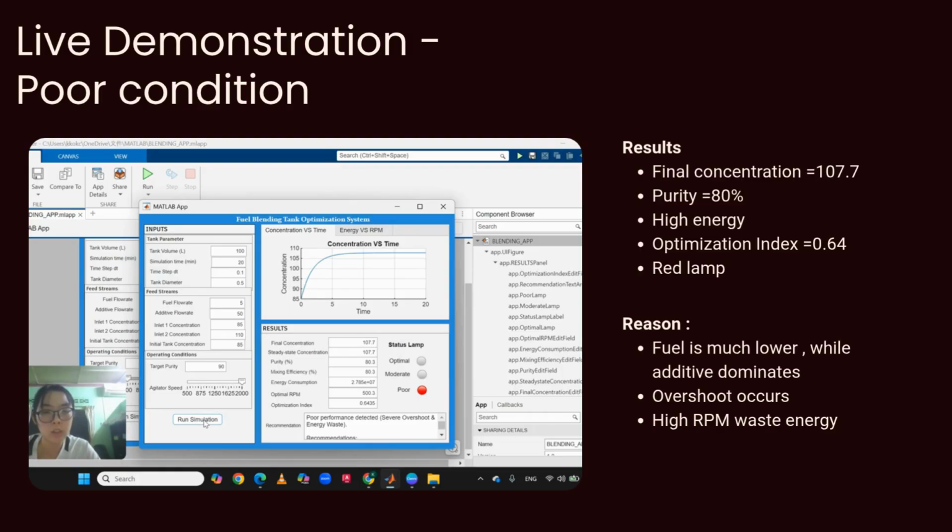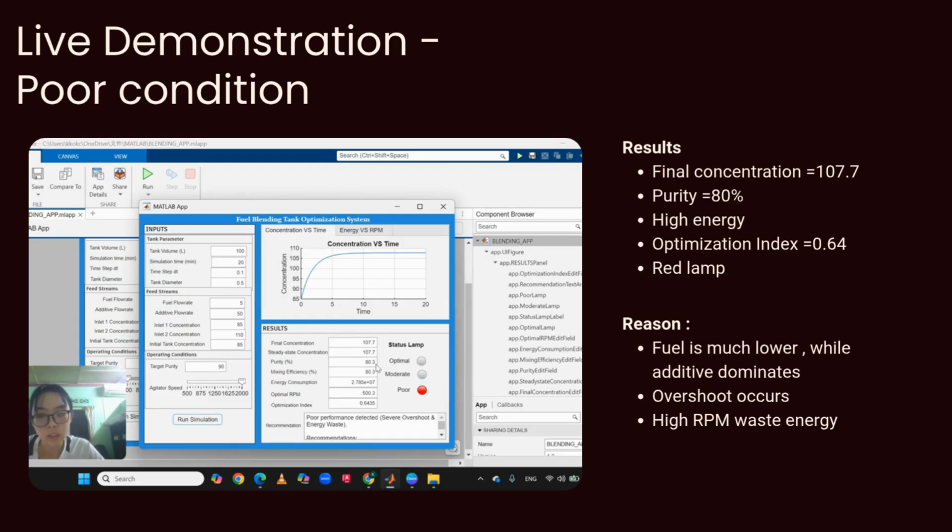And the concentration, according to this graph, rises quickly and reaches approximately 107, which is here. The final concentration is around 107. This is because the additive flow dominates the mixture, therefore the steady state concentration shifts upwards to approximately this value. And now, because the mixture is far above the required target purity, the purity decreases to 80%.